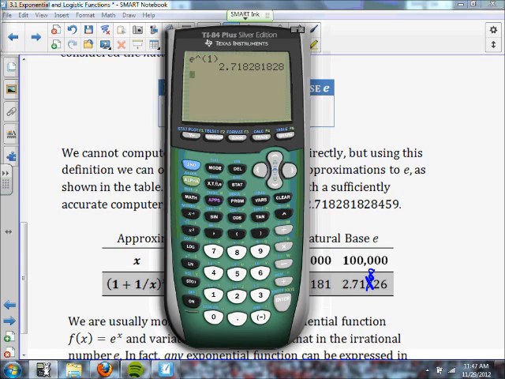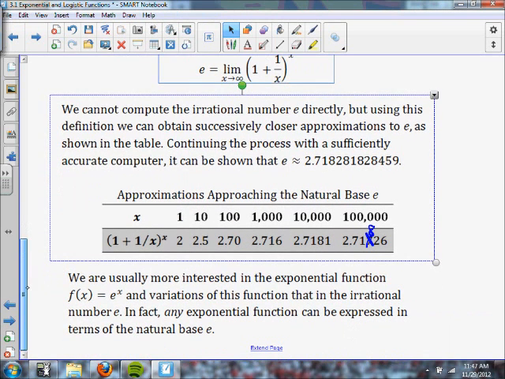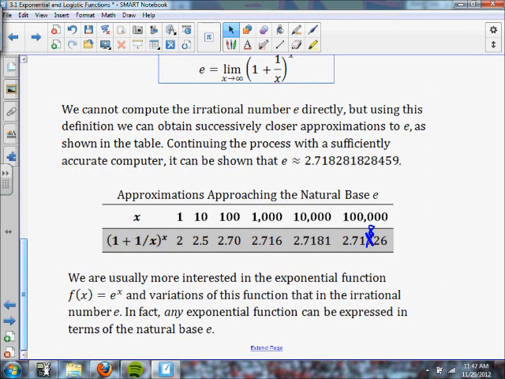2.718281828, and so on, is eventually what's going to happen. Okay? It's going to keep getting bigger and bigger like that. Now, usually, we're more interested in the exponential function and variations of this function than in the irrational number e. In fact, any exponential function can be expressed in terms of the natural base e, which we're going to be going over a little bit later in this chapter.